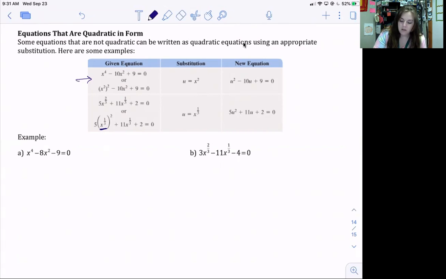Now, here's the thing to notice. Whatever we use to substitute is always going to be your middle term. Okay, so that's the easiest way to figure out what you're going to use for your substitution.